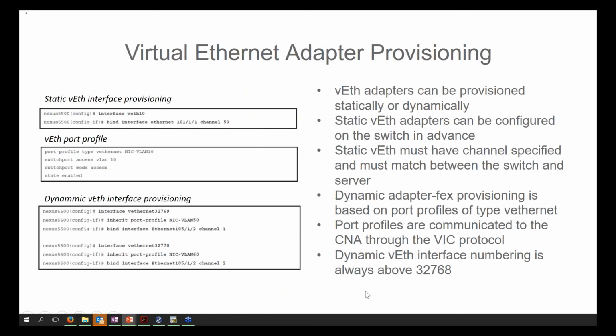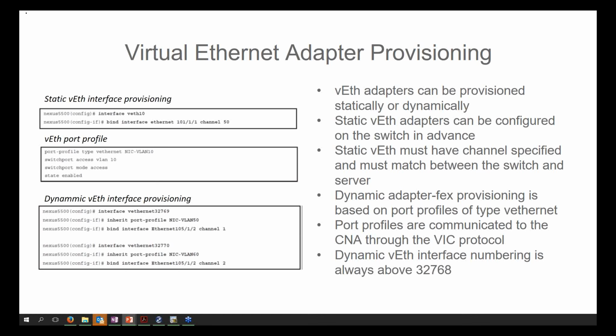To provision a virtual Ethernet adapter, you can do it either statically or dynamically. Static adapters can be configured on the switch in advance, so you don't have to wait for the server admins to do their part. You can configure them in advance, and when the server admin joins the channel and creates their Ethernet interfaces, the interfaces on the switch will already be there. They're going to have a specific channel, and they have to match between the switch and the server. Dynamic Adapter-FEX provisioning is going to be based on port profiles. And port profiles are communicated to the CNA through the VIC protocol. Usually the dynamic virtual Ethernet interface numbering is going to start above 32,768.